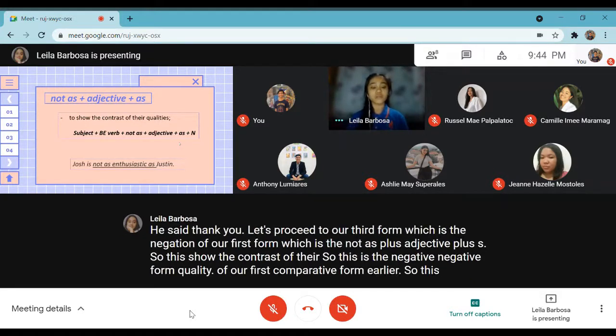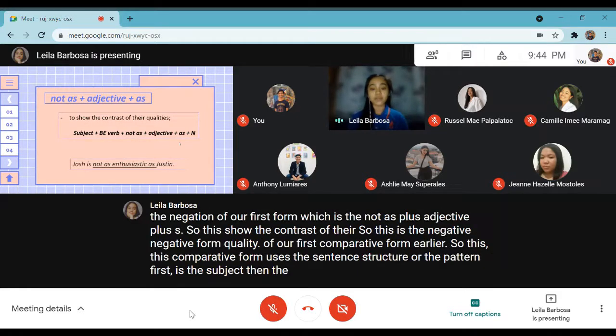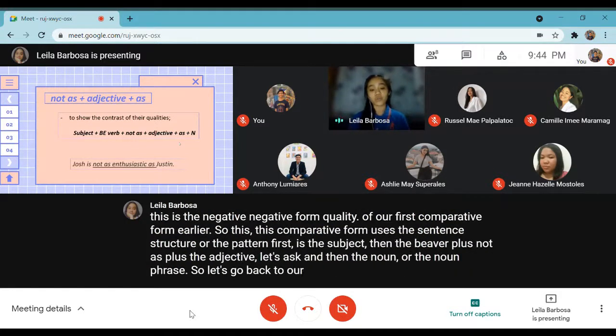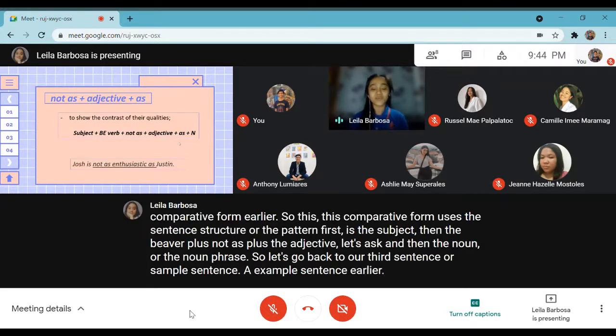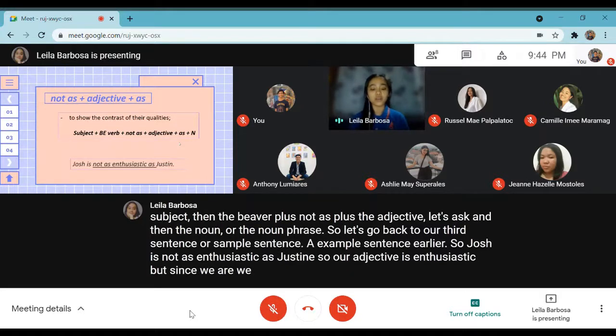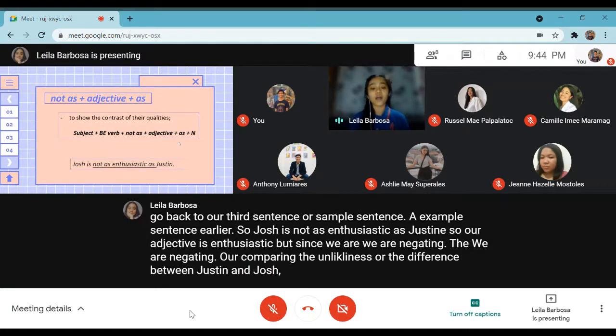So this comparative form uses the sentence pattern: first is the subject, then the be verb, plus not as, plus the adjective, plus as, and then the noun or the noun phrase. So let's go back to our third sample sentence earlier. Josh is not as enthusiastic as Justin. So our adjective is enthusiastic, but since we are negating or comparing the difference between Justin and Josh's enthusiasm, we use the words not as.